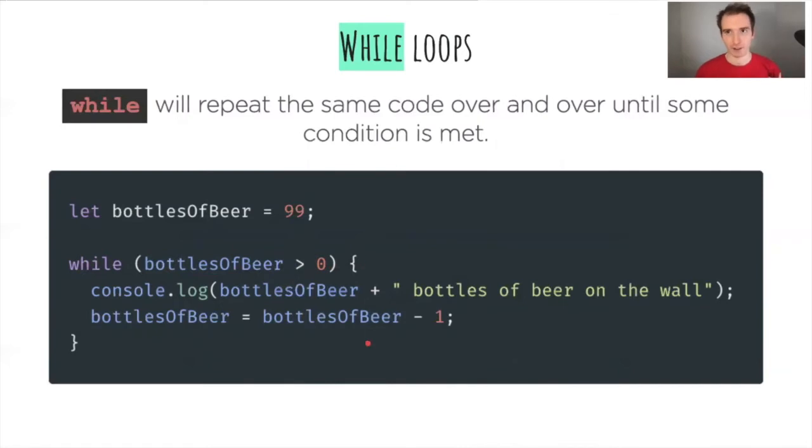So we run this code one more time. And this time we have, okay, 98 bottles of beer on the wall. And then we're setting bottles of beer to 97. This keeps going all the way down until bottles of beer is 0, when we no longer need to run this code block anymore and the program continues. Okay, so that's while loops, super similar to if statements.